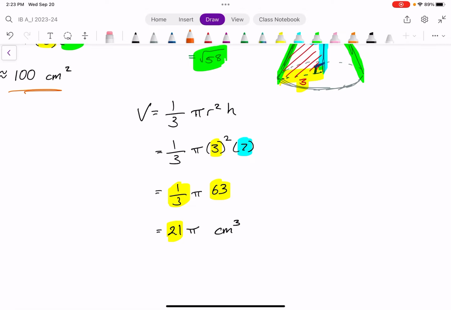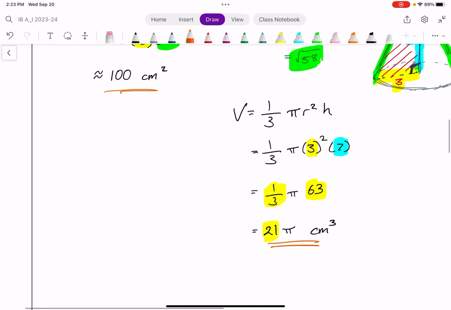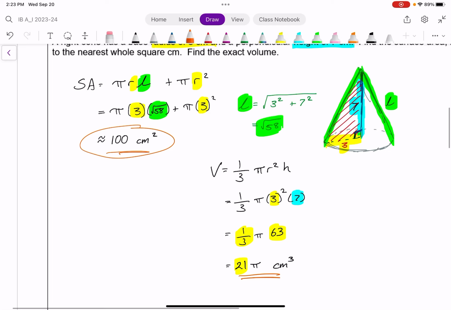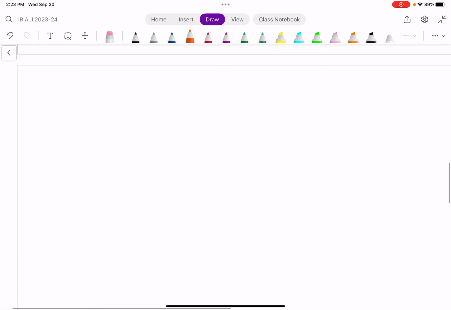And so we call this an exact expression, and we call this a decimal approximation. We want to understand both. In general, when you're dealing with shapes like cones and circles, our exact expression will always be multiples of pi, because it's the pi part that keeps us from making an exact decimal.